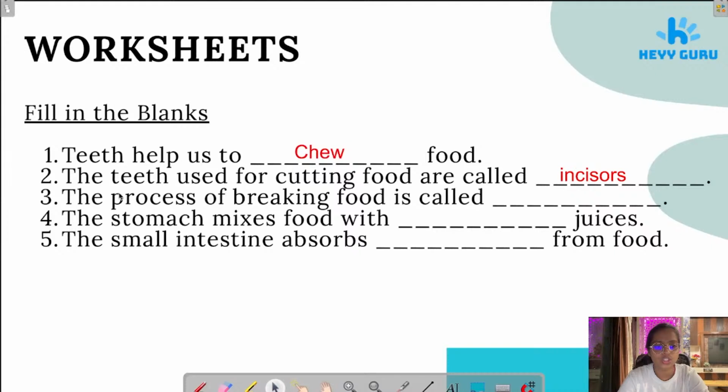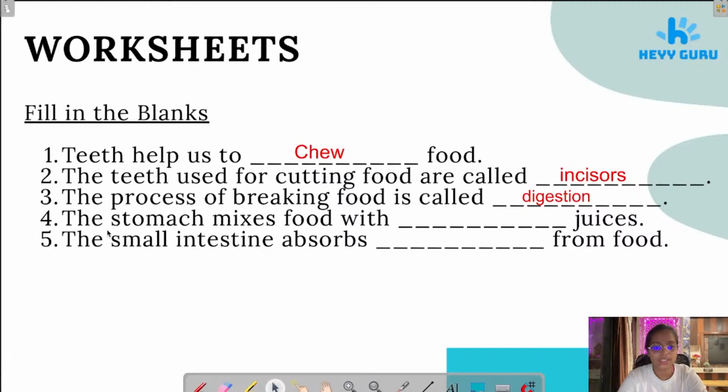So your next question is: the process of breaking food is called. The process of breaking food is called. Yes, digestion is the correct answer. The process of breaking food is called digestion. Okay. Yes, digestion is correct. Everyone is correct.